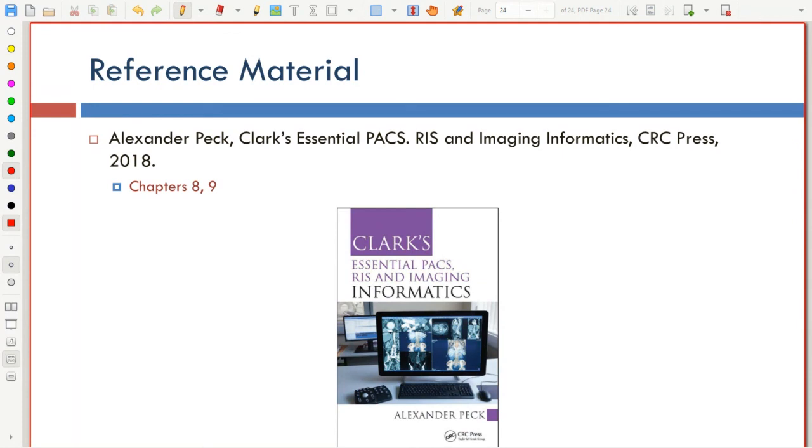But if you're talking about the clinicians or the clinical use of images, the images that come directly from the modalities, you don't have any diagnostic information. Any other questions?